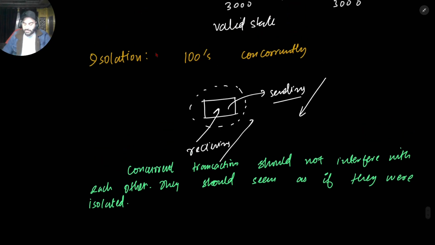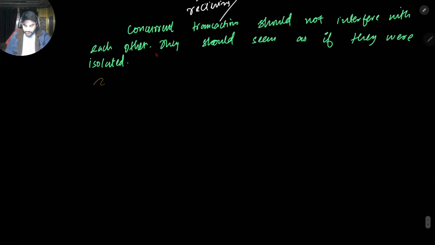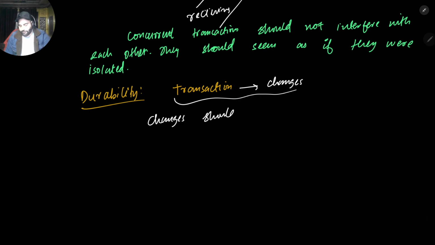The last thing in the ACID properties is durability. The meaning of durability is that if a transaction is committed and made some change to the database, by transaction I mean that we'll make some changes to the database, these changes should remain persistent. Even if the system fails, these changes should still be there. So if the system fails, the changes should be persistent.